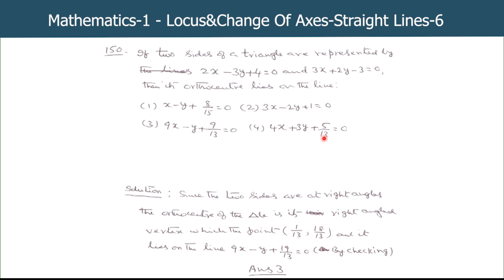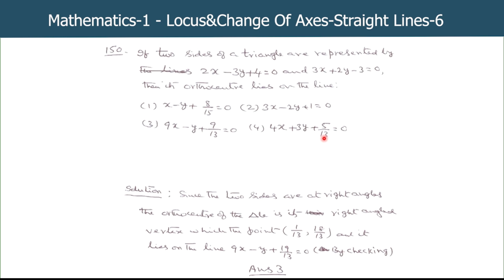Now, see the two lines. The slope of one line is 2 by 3 and the slope of the other line is minus 3 by 2. So these two lines are at right angles.